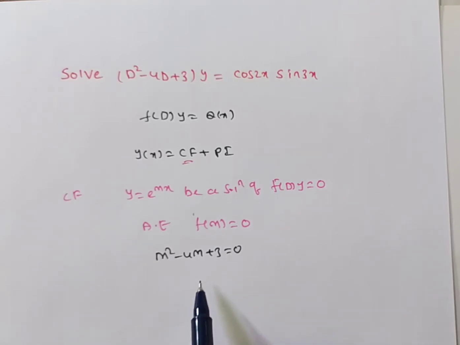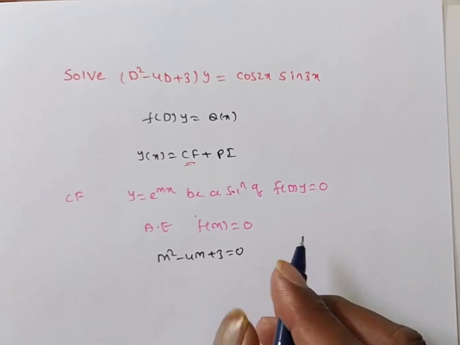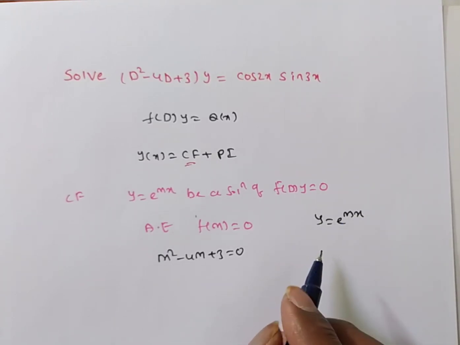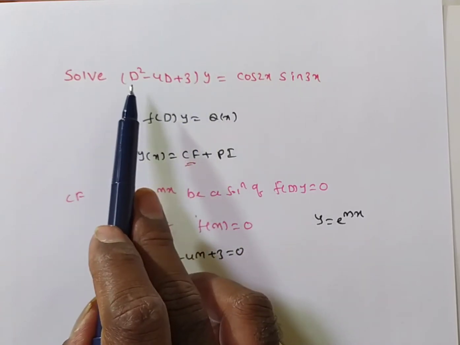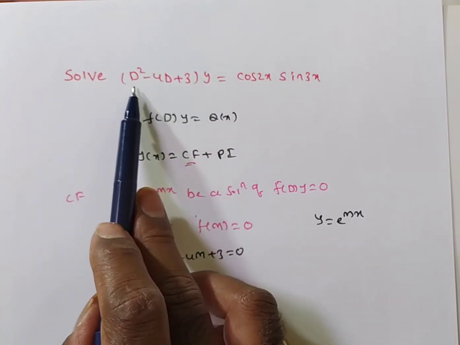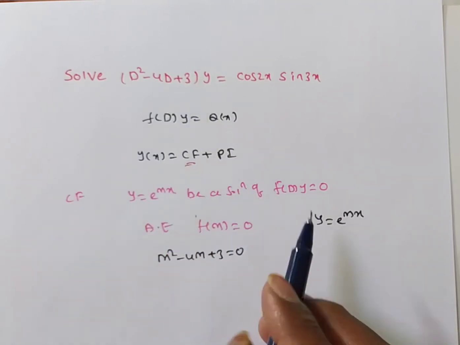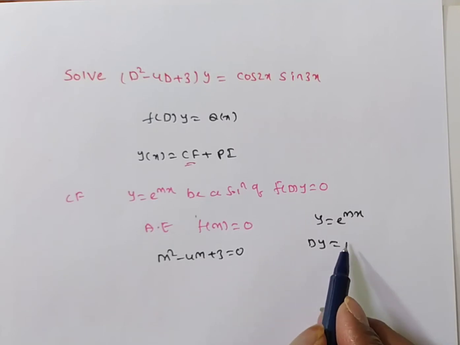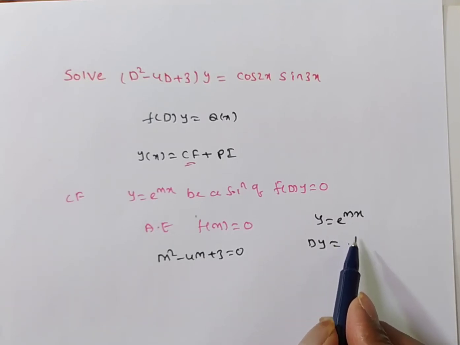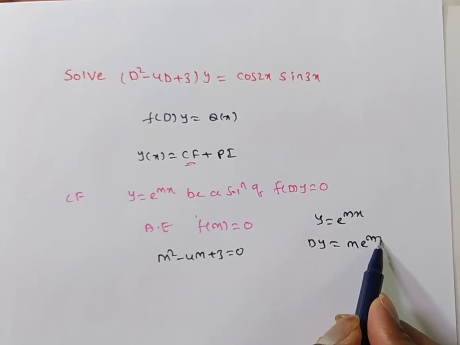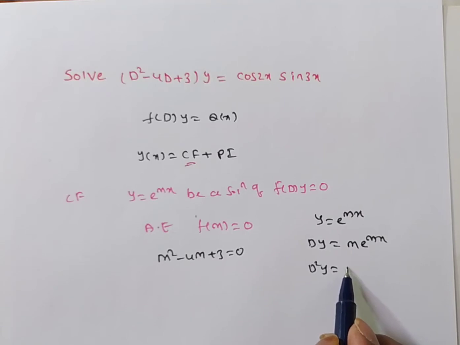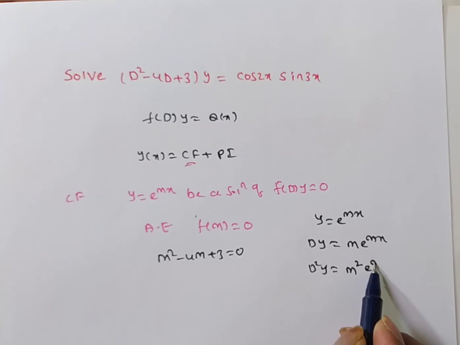Now I will explain how we are getting m² − 4m + 3 = 0. You see friends, consider y = e^(mx). Now if you multiply inside, you will have D²y − 4Dy + 3y, so Dy is required. Differentiating y with respect to x, the derivative of e^(mx) is m e^(mx). Next I want D² also, so again differentiate on both sides. Then we have m times m e^(mx), so m² e^(mx).